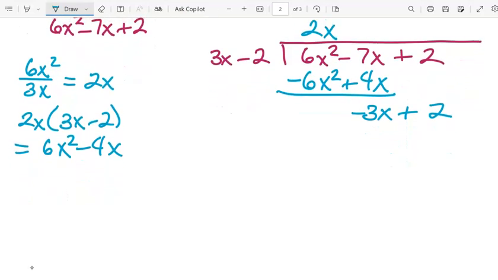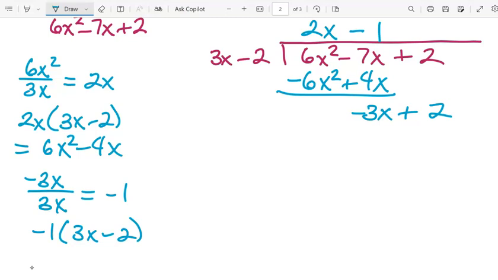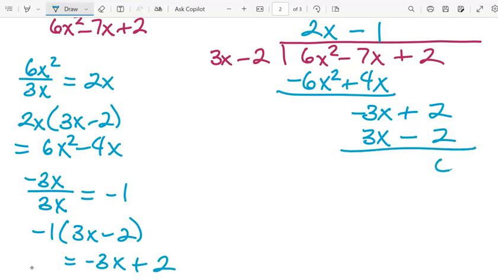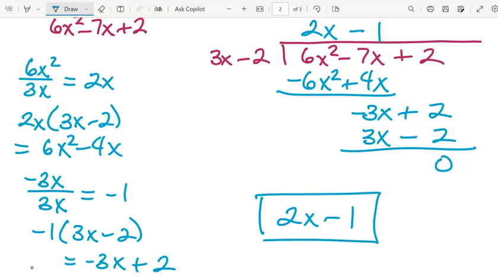And we're going to divide again, first term by first term. So negative 3x divided by 3x is negative 1. So negative 1 is the second term of the quotient. Now we're going to multiply that negative 1 by the entire divisor. Negative 1 times 3x minus 2 is negative 3x plus 2. And I'm going to change the signs and place it beneath the other. So that's positive 3x minus 2, and we're going to add, and we're going to get a remainder of 0. This one turns out to be 2x minus 1 with no remainder.